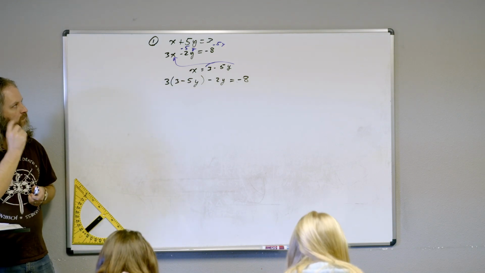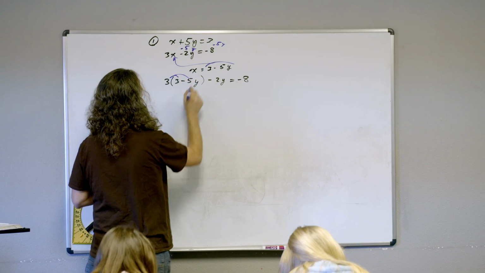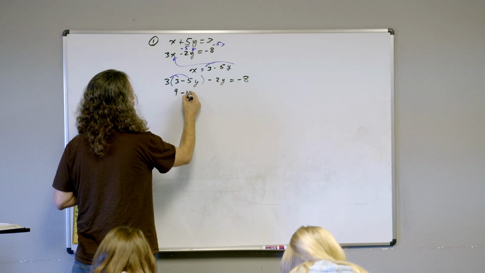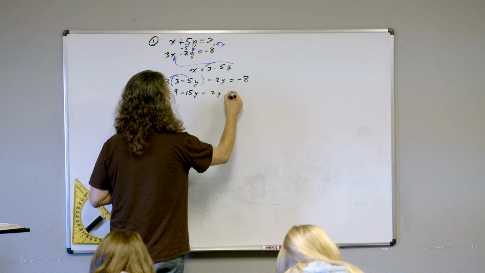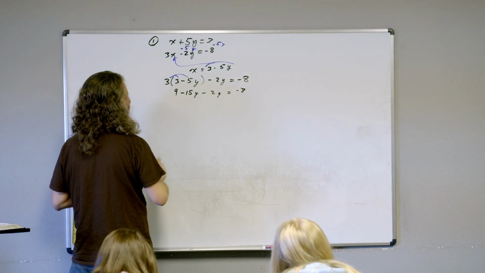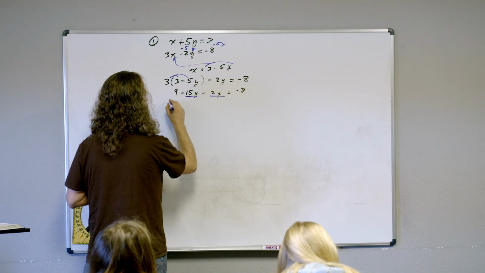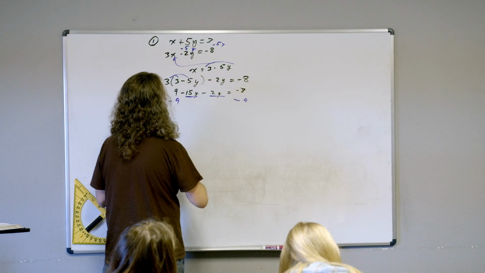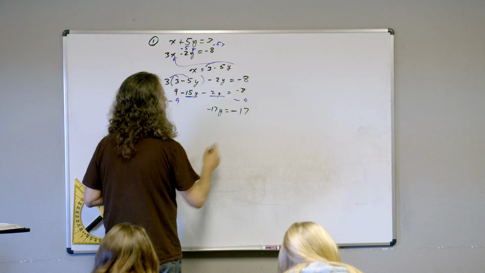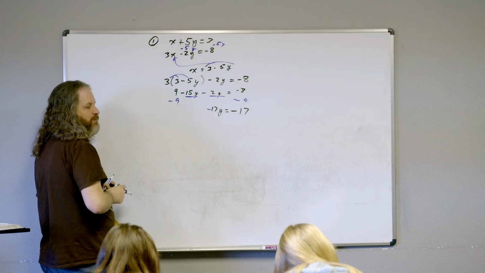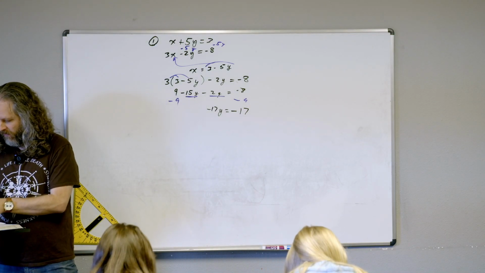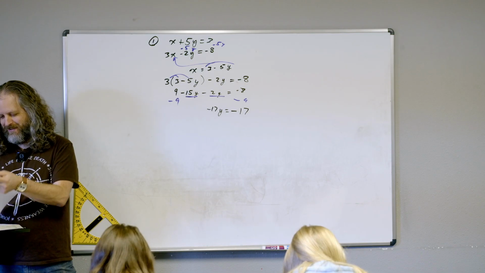What should you do now? Distribute. Definitely should distribute the 3. What's 3 times 3? 9. What's 3 times negative 5y? Negative 15. That is right so far. Now what? Combine like terms. Where are they? The y. 15y, negative 17. I see. Then you add. You subtract 9. Yep. I added 9. Okay, good. What else? Number 5? Okay, let's do it. Don't forget the ordered pair. Yeah, don't forget to write it as an ordered pair.